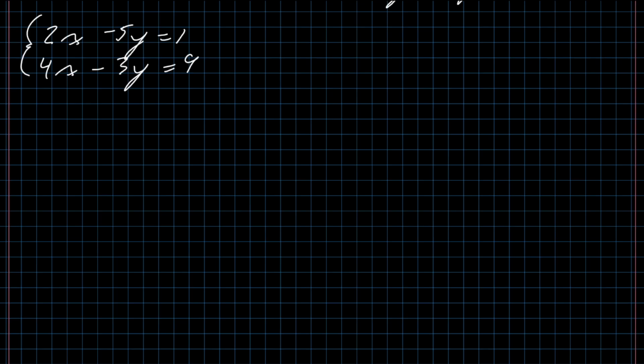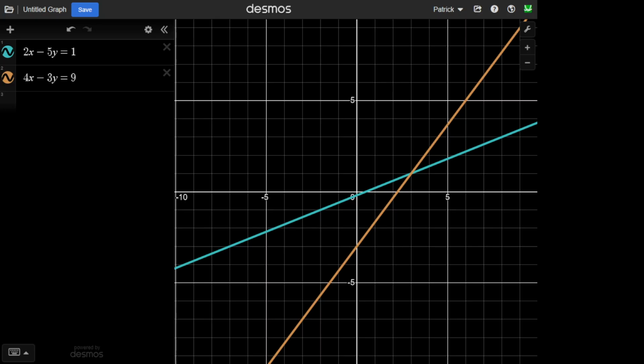But let's jump in and start looking at an actual example. Here I have 2x minus 5y equals 1 and 4x minus 3y equals 9. I can start by looking at each of these equations individually. Each is an equation in two variables. It is a linear equation, so I know how to graph it. I could do the graphing by hand, or I can turn to Desmos and let it do the work for me.